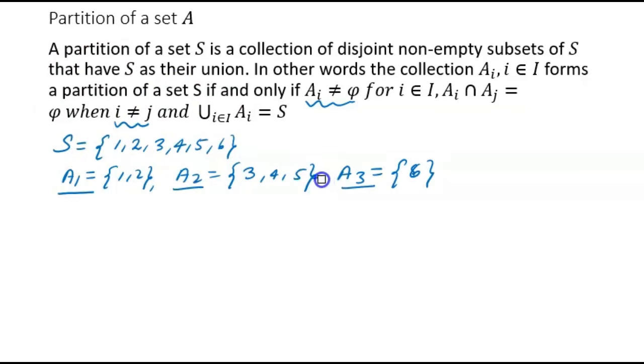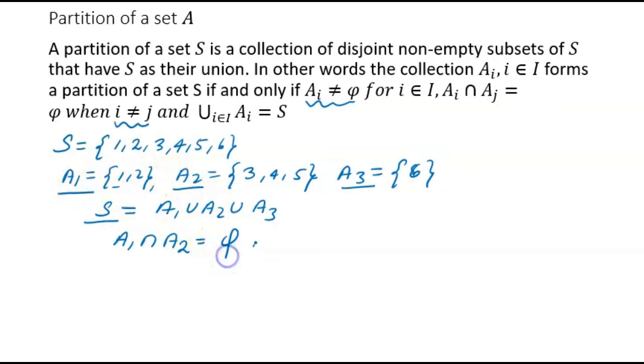Okay. Now the next thing I want you to notice is that if you take the union of A1, A2 and A3, you get S, because 1, 2, then 3, 4, 5 and then 6, so you get the whole set S. And along with that, you also notice that if you take the intersection of any two of them, means if you take the intersection of A1 and A2, you get an empty set. If you take the intersection of A2 and A3, then also you get an empty set. And if you take the intersection of A3 and A1, then also you get an empty set.